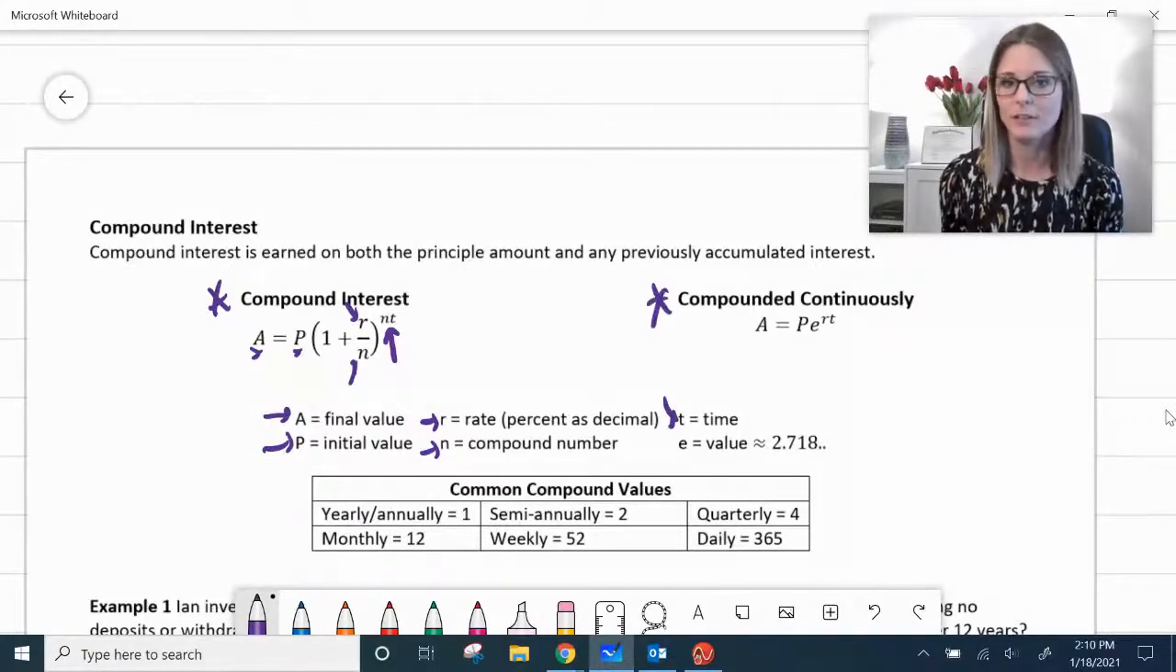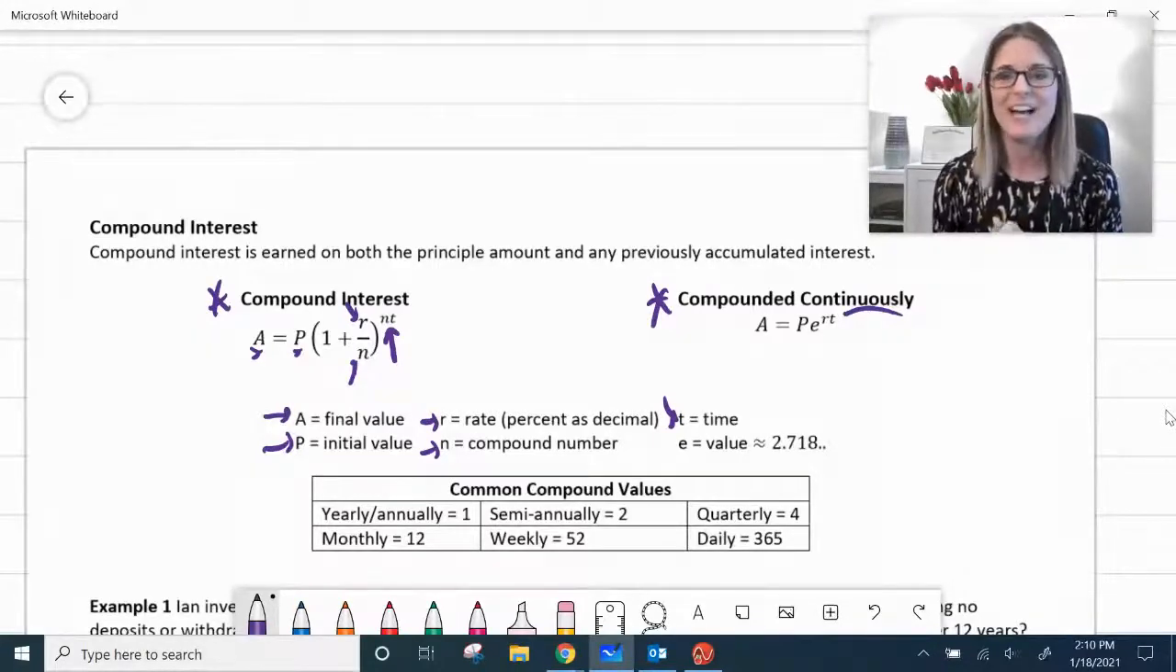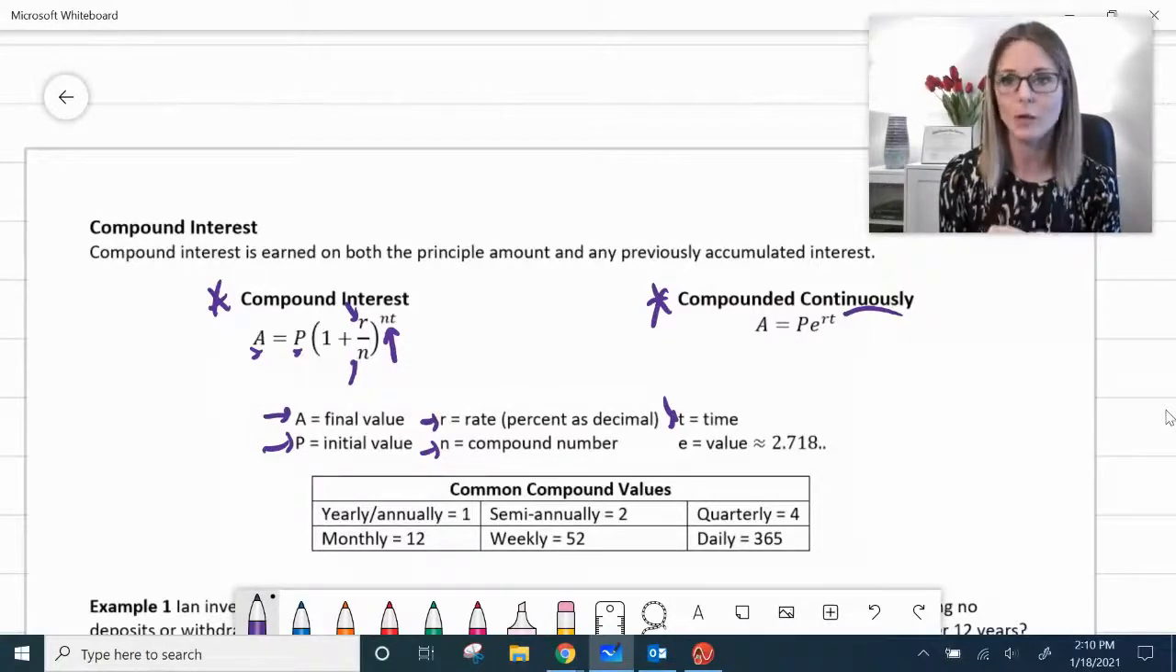Your second formula is compounded continuously. Now, this is a very popular formula. It's called the PERT formula. I hope you can look at that and see why they'd call it the PERT formula. So in future classes, you might hear a teacher talk about the PERT formula, and that's for compounded continuously. These are easy to identify in our word problems because you are going to see the word continuously. That's going to tell you to use the PERT formula.